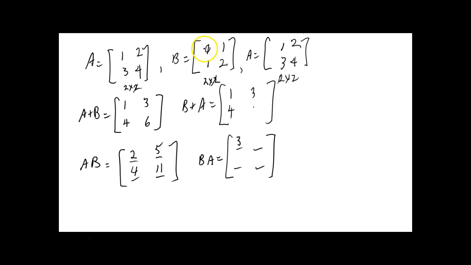The 1, 2 entry would be 4. The 2, 1 entry would be 7. And the 2, 2 entry would be 10. Nowhere close, okay? So, is multiplication commutative? You can definitively say no.